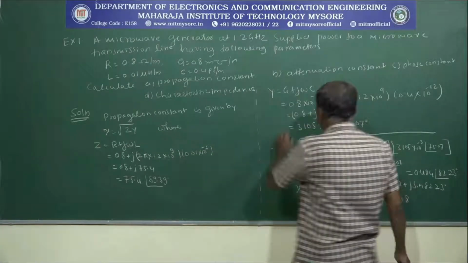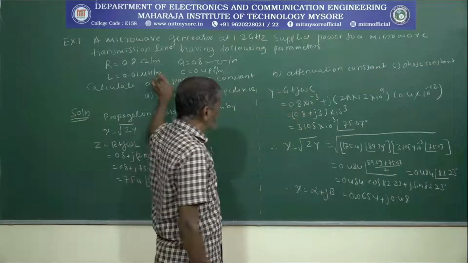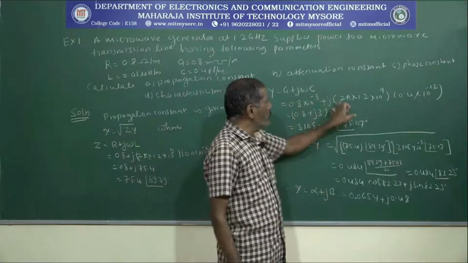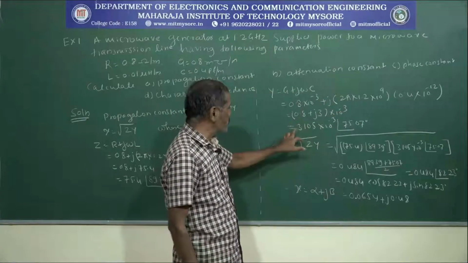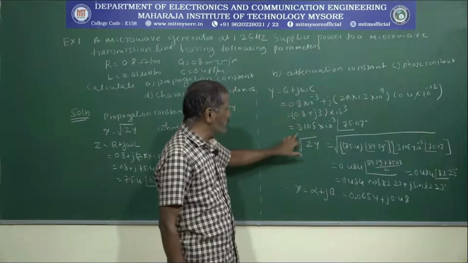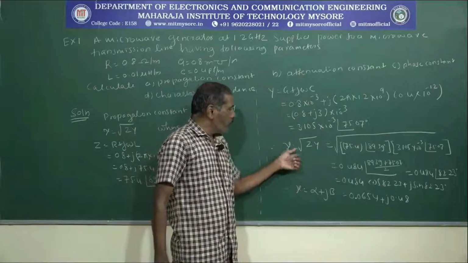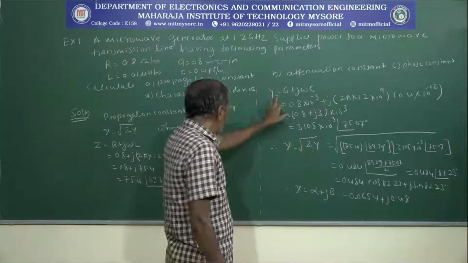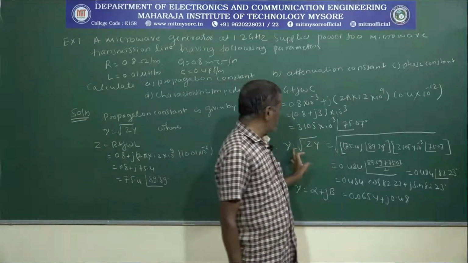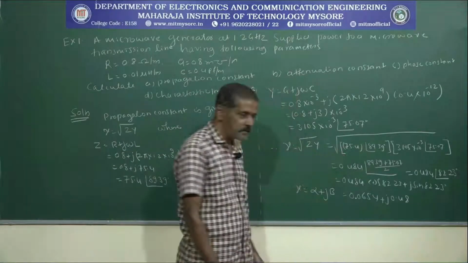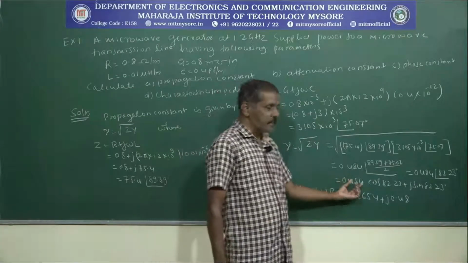Then calculate the value of y. So y is equal to g plus j omega c. Substitute the value of g given in the problem, plus j omega, which is 2 pi f, into the c value given. If you simplify this equation, I am going to get the value of y. Now as you know, gamma is equal to root of z into y. Here we calculated the value of z and here we calculated the value of y. Substitute the values of z and y in this equation, and if you simplify it, I am going to get this value.